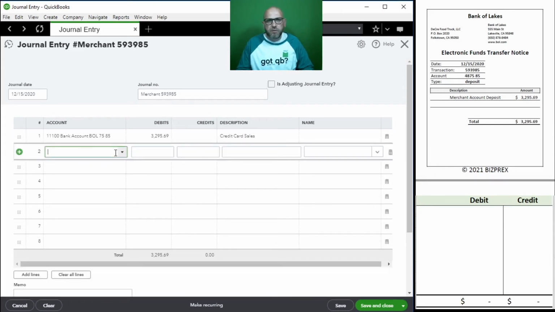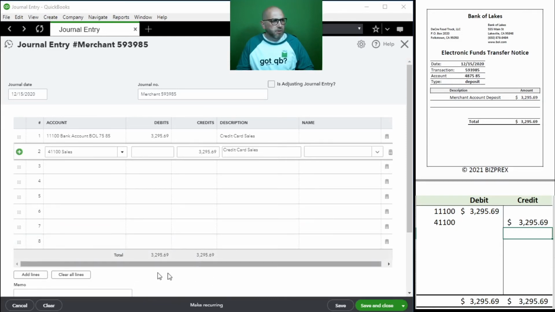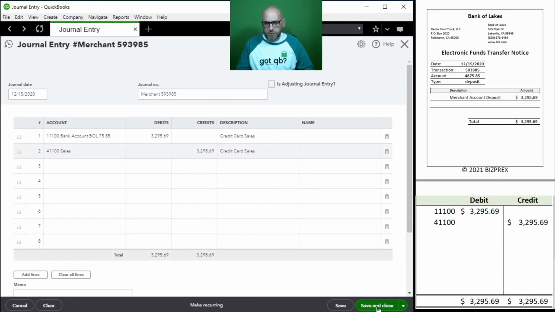And what else is happening? Well, our sales, because the source of this money is sales, our sales go up and therefore they're credited. So let's make sure we're reflected here. Our bank account is an asset, and assets go up when debited, right here. And again, this money comes because of our sales, and therefore our sales / revenue go up, and those go up when credited. Great, right? Debits and credits are in balance, and we can see it right here as well. Good to go, save and close.